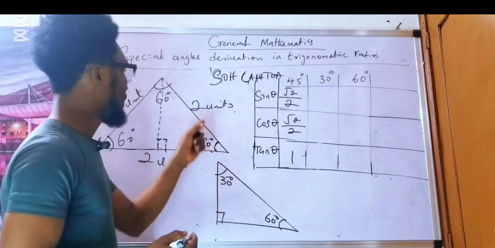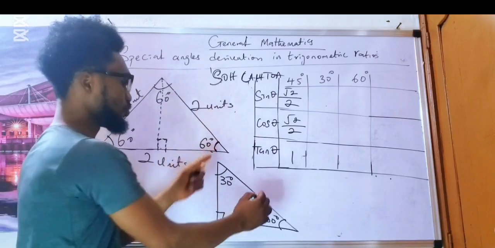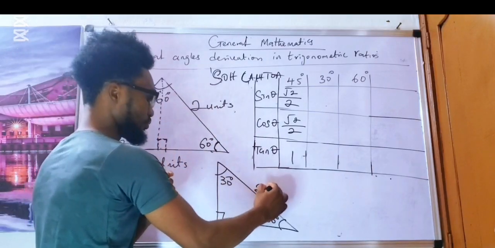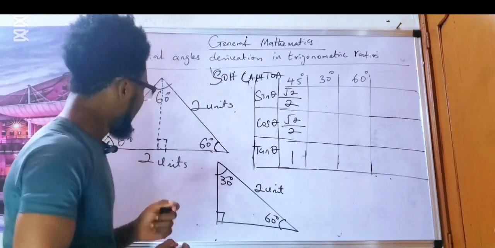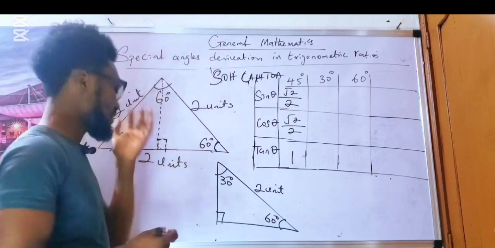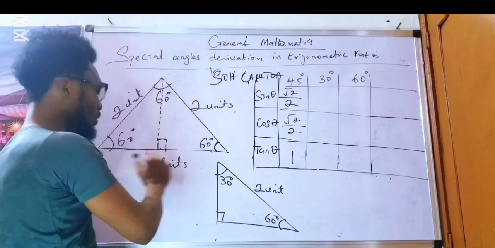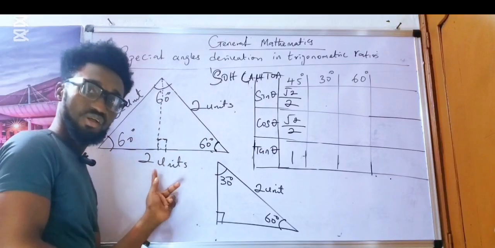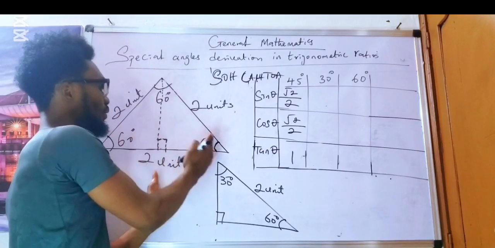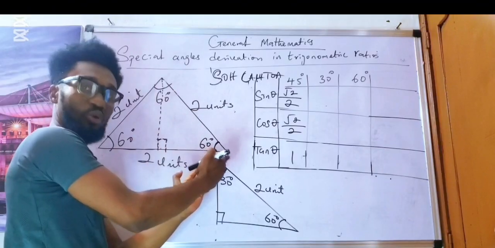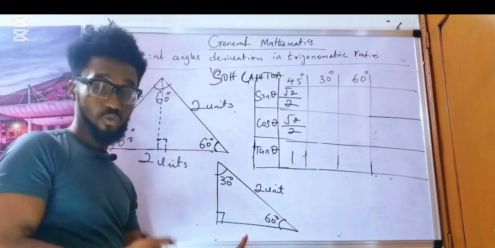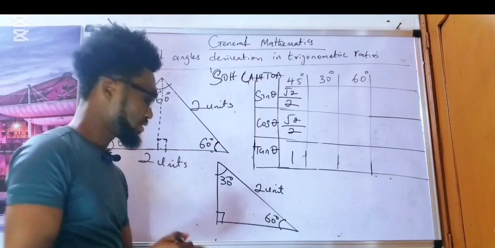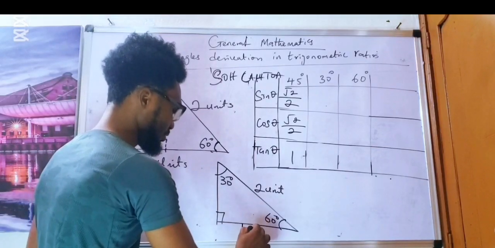Are we following? Now look, considering this part, we have 2 units from here. So here will also be what? 2 units. Now, another thing you have to observe is this. You know that the whole of this side is 2 units. Now, dividing it into 2 equal parts, that means this part will be 1 unit and the other part will be 1 unit. That is to say that here will be what? 1 unit. Is that clear? So we'll have 1 unit.